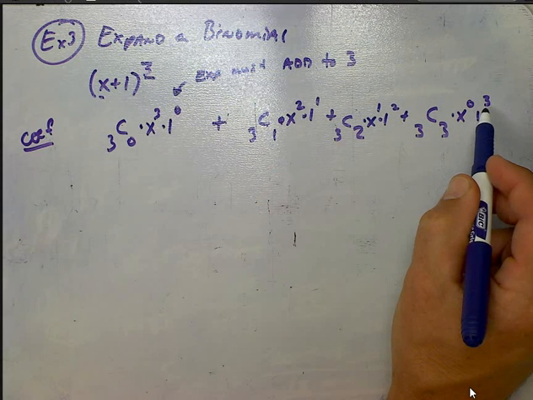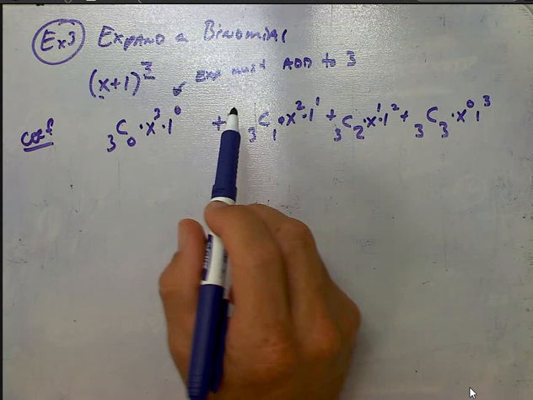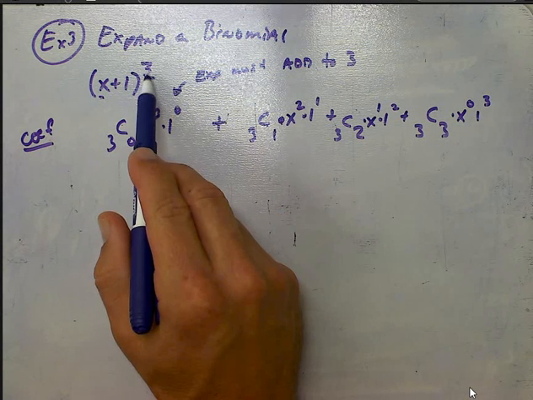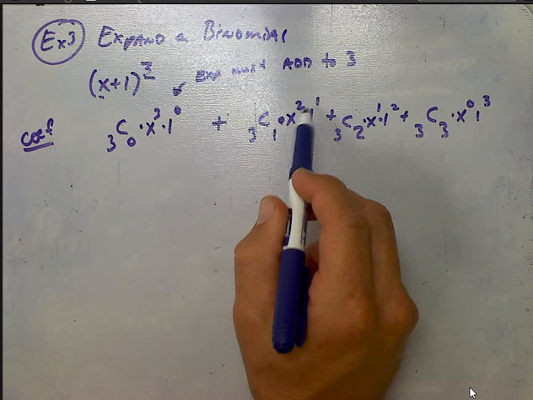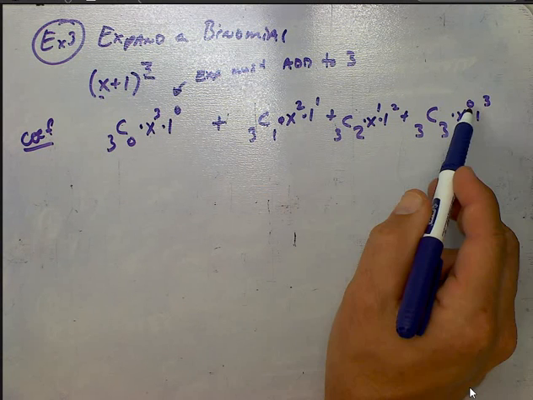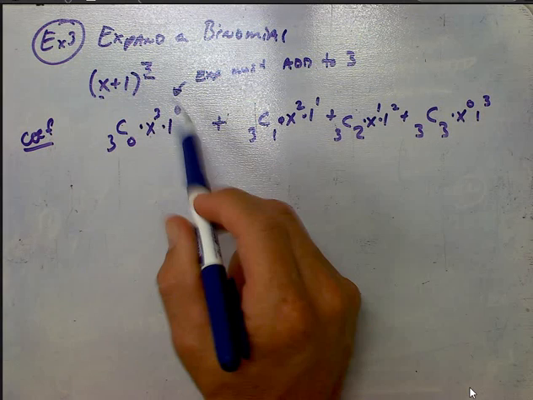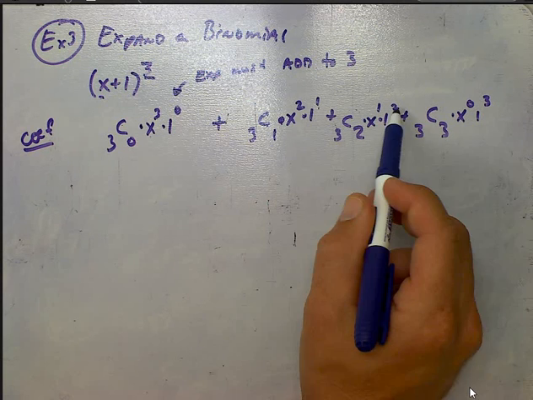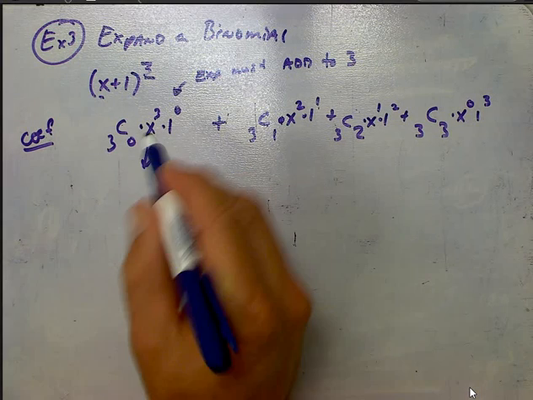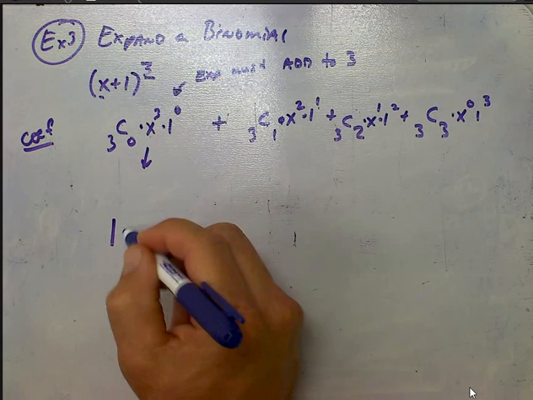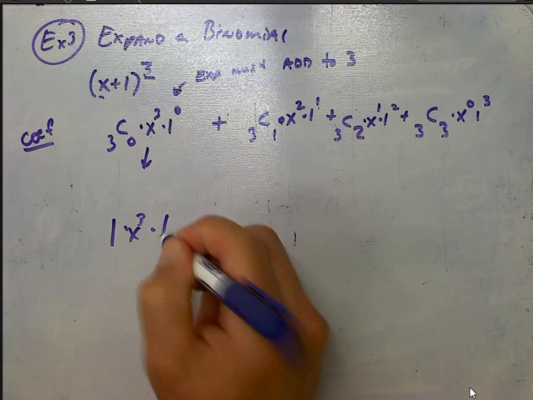The other key is to realize that I start with x to the third because that's 3, and the other term gets 0, and then the x term goes down 1 each time, and the second term starts with 0, then goes 1, then goes 2, then goes 3 for the exponent. Now I just evaluate this. 3c0 is 1 times x cubed, 1 to the 0 is 1, so it's x to the third.